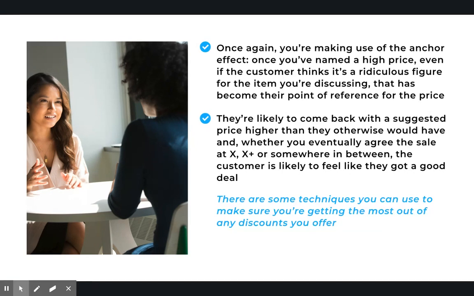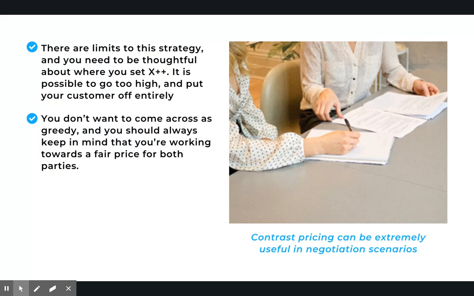They're likely to come back with a suggested price higher than they would otherwise when you eventually agree to the sale at X or X plus or somewhere in between. The customer is likely to feel they've got a good deal. There are some techniques you can use to make sure you're getting the most of any discounts you offer. But there are limits to this strategy, and you need to be thoughtful about where you set X plus plus.